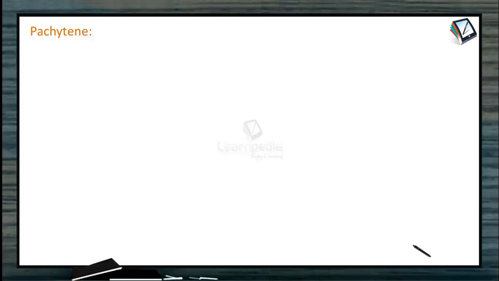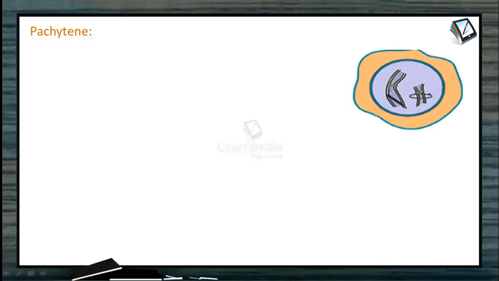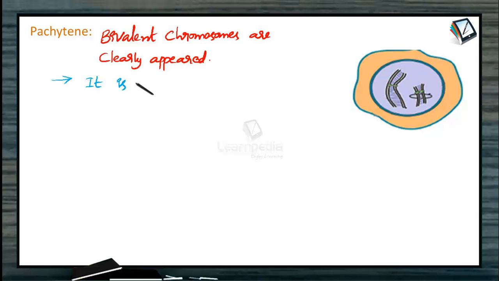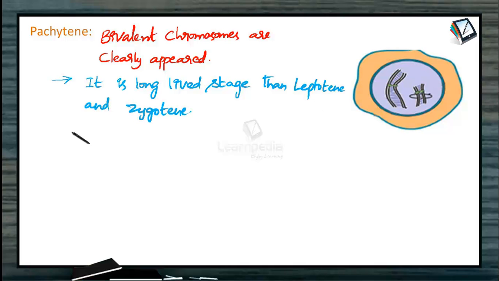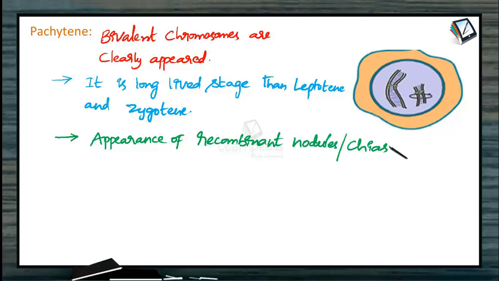Next stage, pachytene. In the pachytene stage, the 4 chromatids clearly appear, the tetrad. Now see the diagram. One chromosome has 2 chromatids. The other chromosome has 2 chromatids. A total of 4 chromatids are there. Here the bivalent chromosomes clearly appear. It is a longer-lived stage than leptotene and zygotene. And the important change in pachytene is the appearance of recombination nodules or chiasmata.